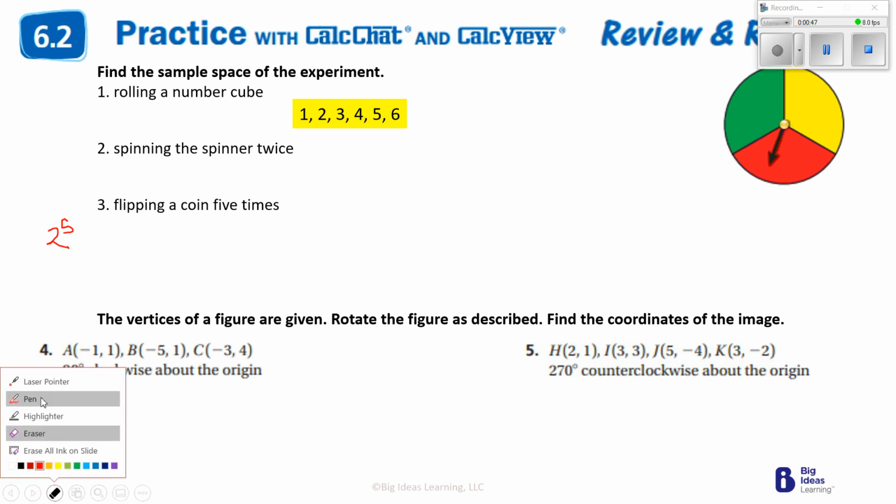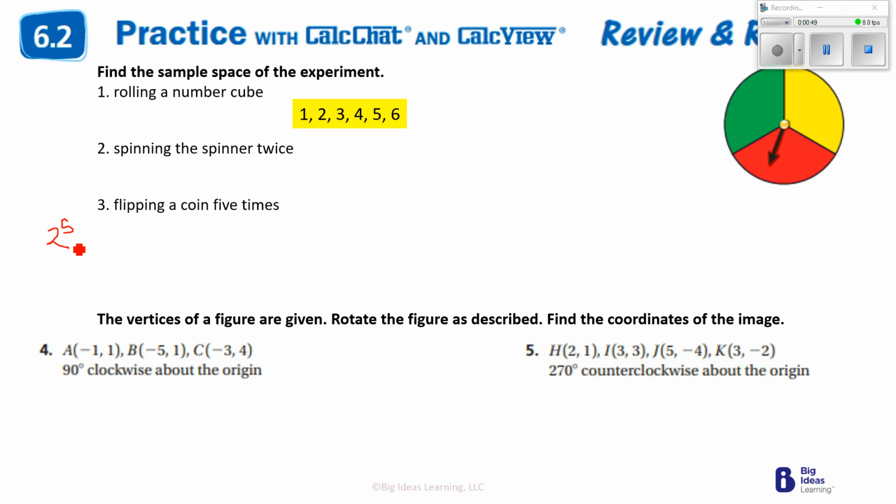And if I do that, I realize that's multiplying 2 times 2, which is 4, times 2, which is 8, times 2, which is 16, times 2, which is 32. So there are going to be 32 possible outcomes here.